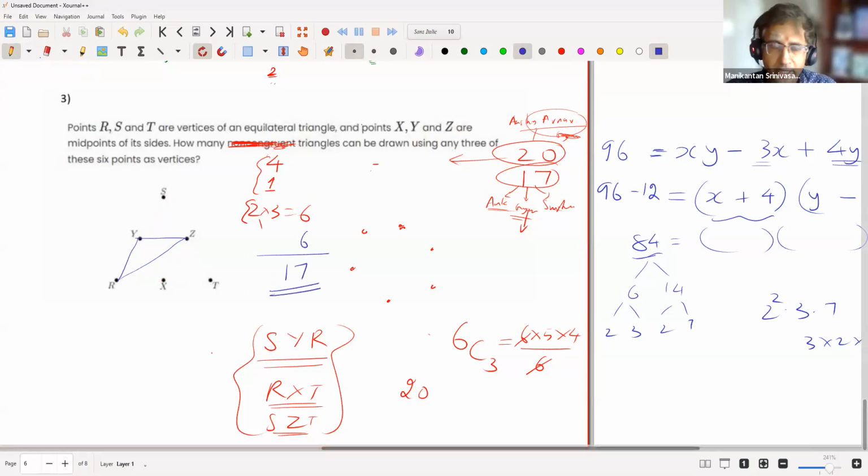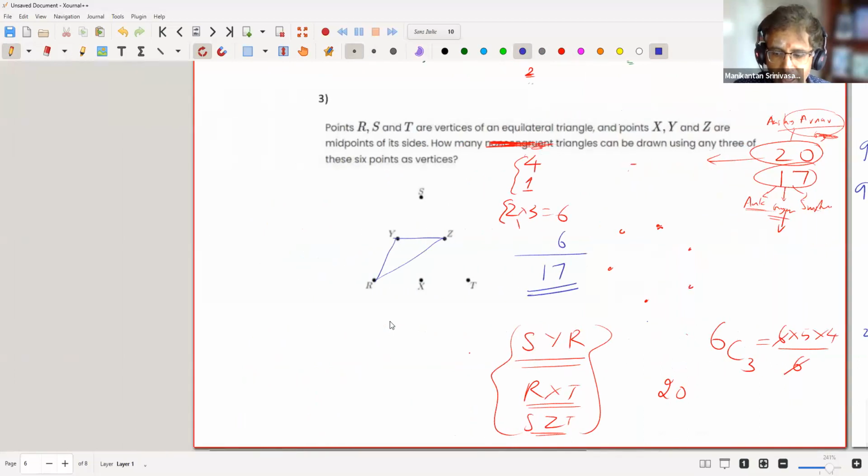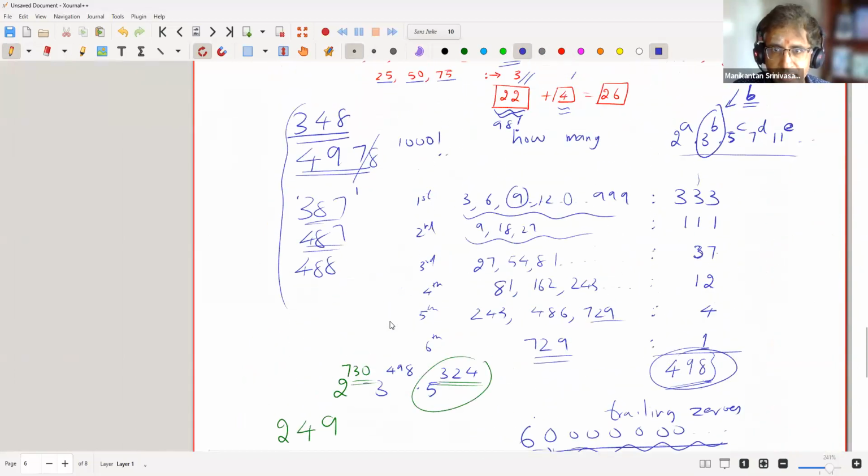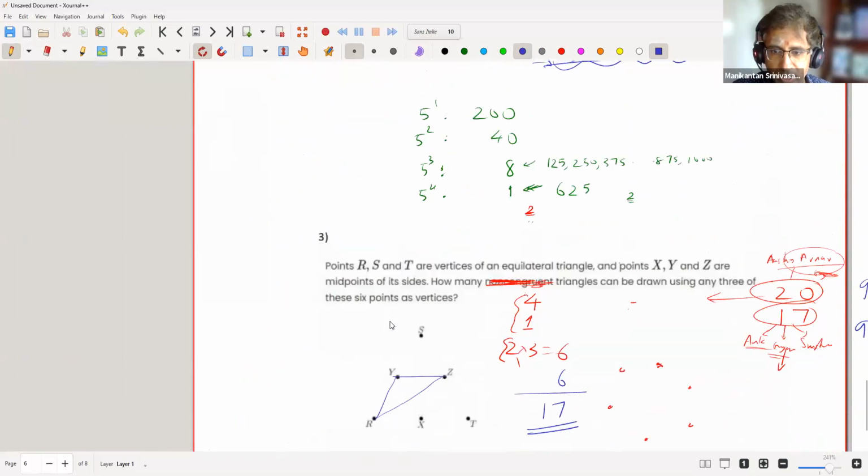Okay. All right. Let me ask one other related question. I like doing this. Whenever we discuss a question, I'll give another set of questions which are related to it, just to check your understanding is thorough.